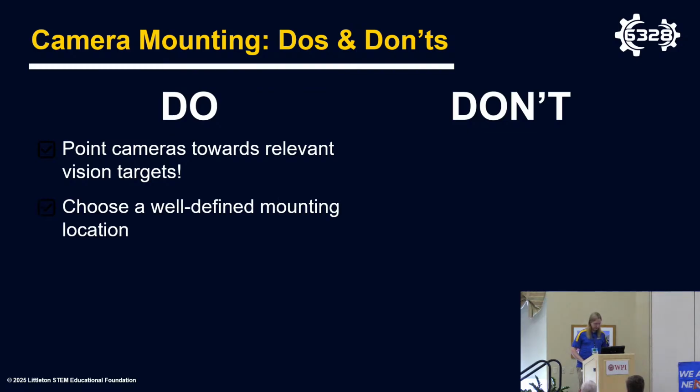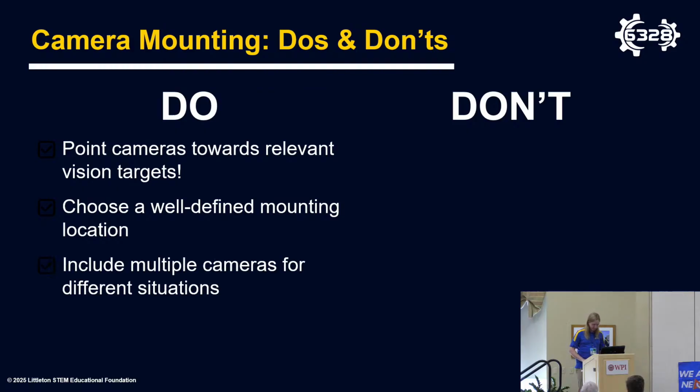Another thing to do is to choose a well-defined mounting location. In general, lower on the robot means that the camera's position will better match what you have in CAD. And also, in terms of a well-defined position, putting a camera on a moving part of the robot is generally a poor idea, just a good rule of thumb.